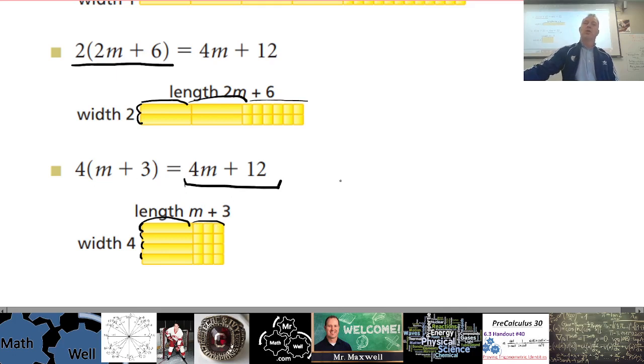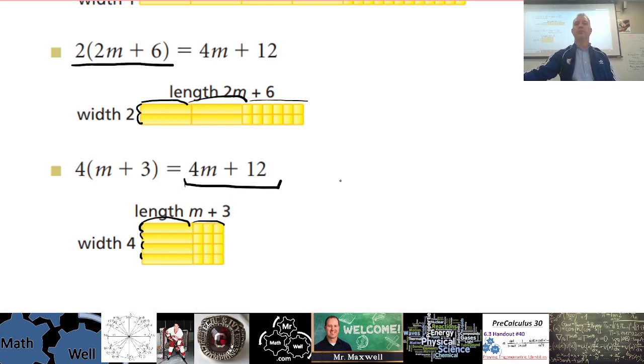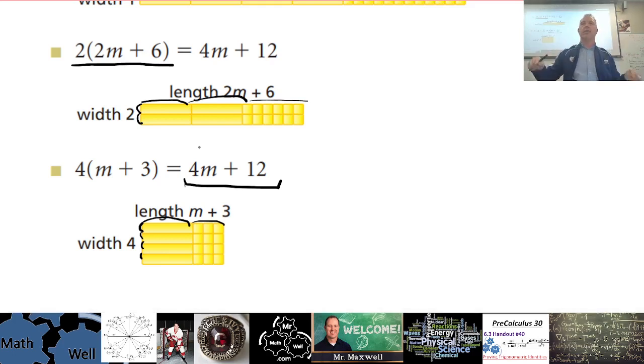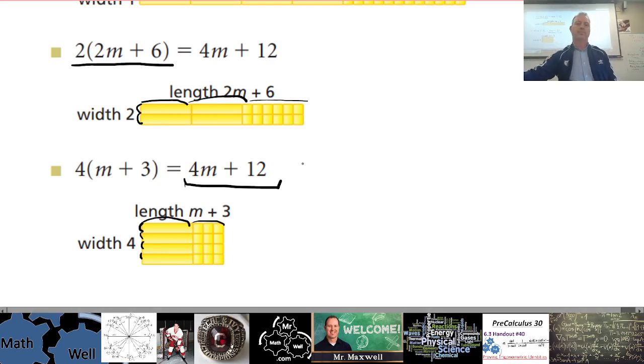Okay? So when you can arrange algebra tiles in some kind of square or rectangle, a complete rectangle, then you can factor that expression, that binomial or trinomial, whatever it's going to be. If you can make a rectangle out of it, then you count the width and you count the length, and you multiply those together. Those are the factors, the width and the length.